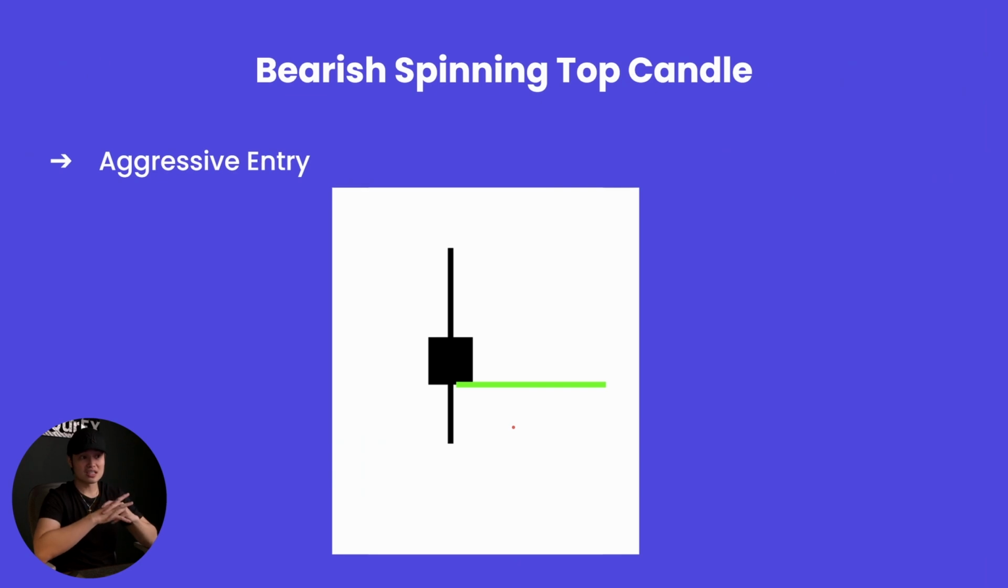For the more aggressive entry, if there is a candle that opens on the closing point of the spinning top candle, this is the closing point right there, or below it, we can straight away enter a sell position or short position. It should be a candle like this.